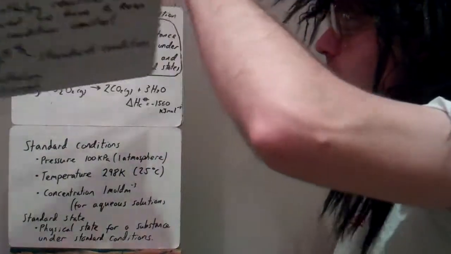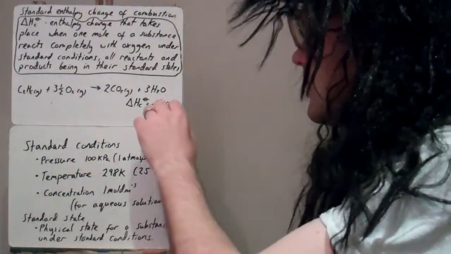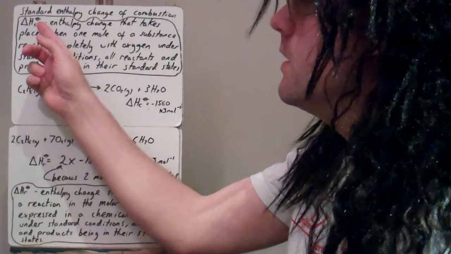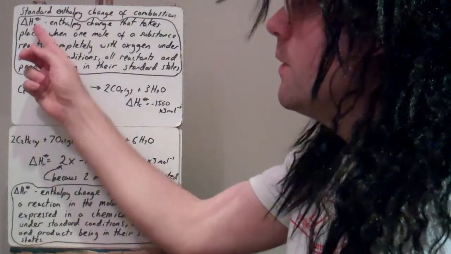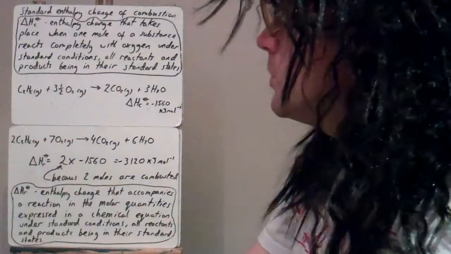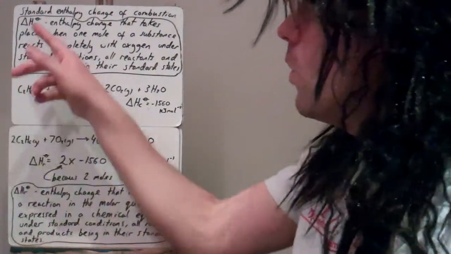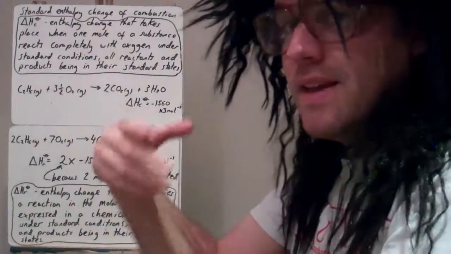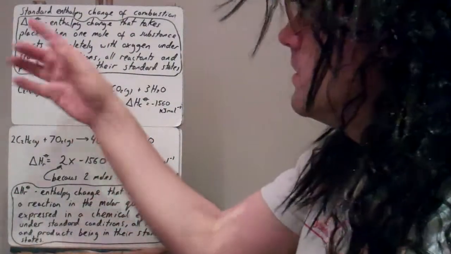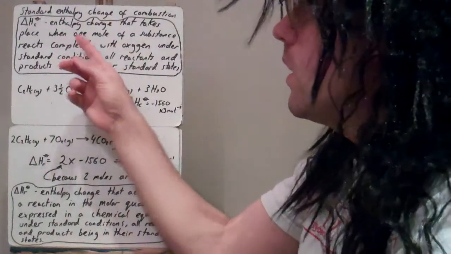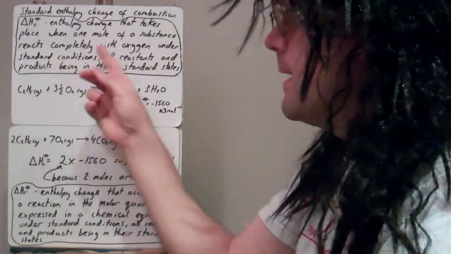Okay, so one type is the standard enthalpy change of combustion. Okay, so we've got that delta H and the standard condition sign up here, and then we've got a C, to show it's the enthalpy of combustion. So this definition you need to know: the enthalpy change that takes place. So always start it off that way, to say it is an enthalpy change, not to start the sentence with 'when'. Enthalpy change that takes place when 1 mole of a substance reacts completely with oxygen.